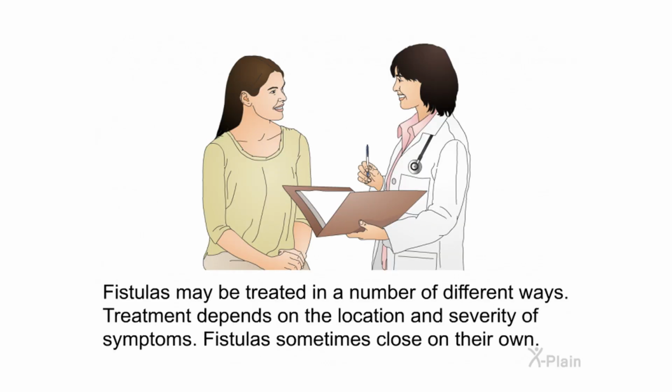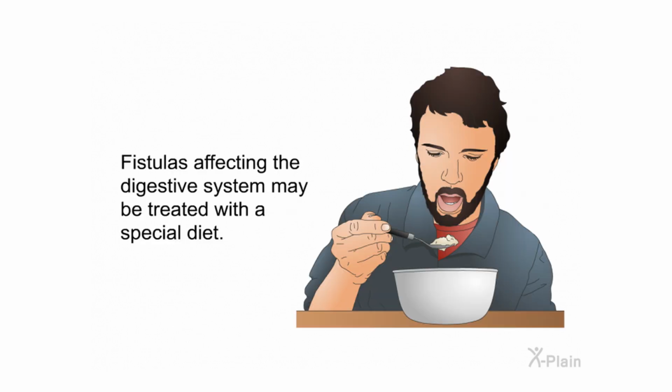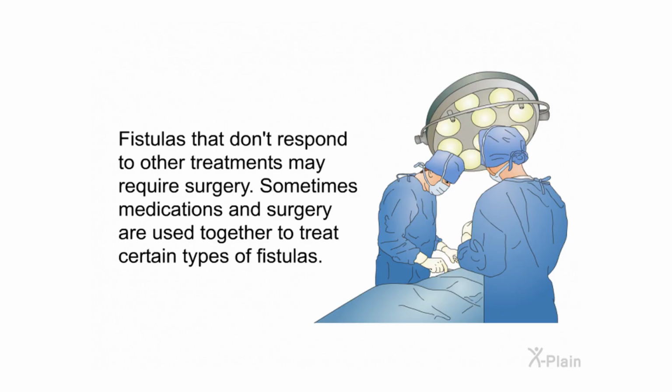Treatment. Fistulas may be treated in a number of different ways. Treatment depends on the location and severity of symptoms. Fistulas sometimes close on their own. Some fistulas may be treated with medication. Fistulas affecting the digestive system may be treated with a special diet. Fistulas that don't respond to other treatments may require surgery. Sometimes medications and surgery are used together to treat certain types of fistulas.